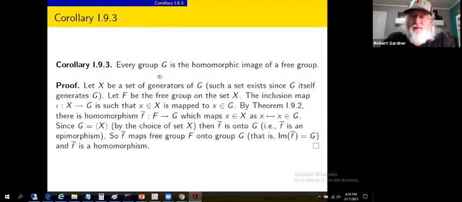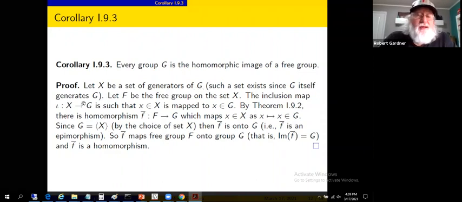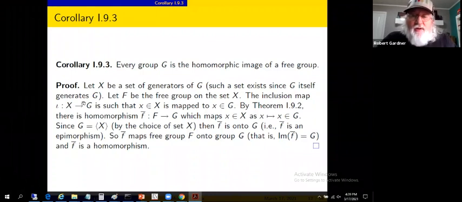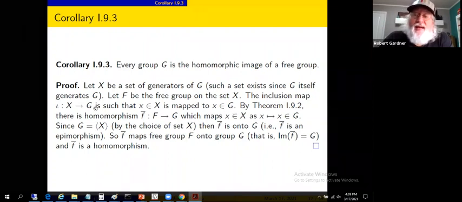Actually, the proof of this one is fairly brief. The hard work is in the previous results. So let X be a set of generators of group G. Such a set exists. Hey, all the elements of G generate G. So generating sets do exist. So let set X be some set of generators. Let F be the free group on set X. Okay, that's well defined in terms of the words and the binary operation and all of that. The inclusion map, iota, mapping X into G, is such that X, a symbol, a letter from set capital X, is mapped to X, an element of group G, which simply does the embedding.